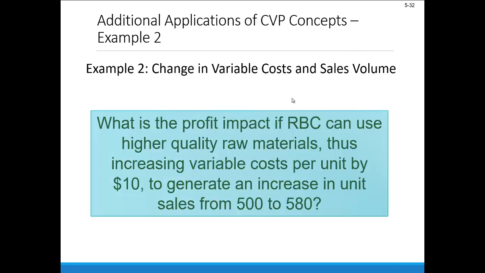How about a slightly different scenario here? Let's say that we're considering a change in raw materials, which would change our variable cost per unit, and that might generate some additional demand. So the question, what's the profit impact if RBC can use higher quality raw materials, thus increasing variable cost per unit by $10 to generate an increase in unit sales from 500 to 580? Okay, so we think we're going to drum up some additional demand, make our bikes more popular if we can increase quality through materials.